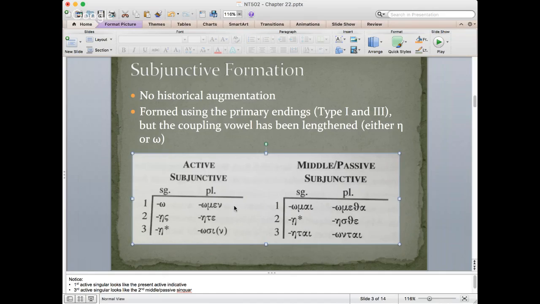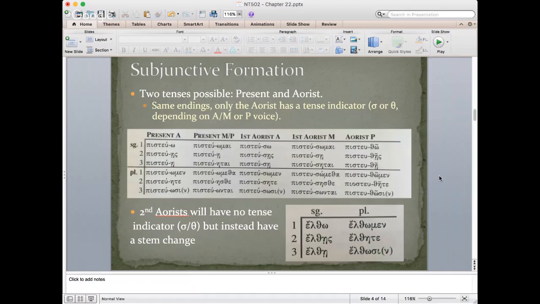Okay, let's move on. So subjunctive formation, we're still doing this. There are two tenses possible, the present or the aorist, what we've talked about. It's going to use the same endings, only the aorist is going to have a tense indicator that's going to drop in a sigma or a theta, depending on whether it's an active or middle, or a passive. So again, the aorist is taking a sigma tense indicator or a theta. The theta is for the passive, which is what we got used to: when you had an aorist with a passive, it takes that theta tense indicator. The same type of thing is going to happen here.